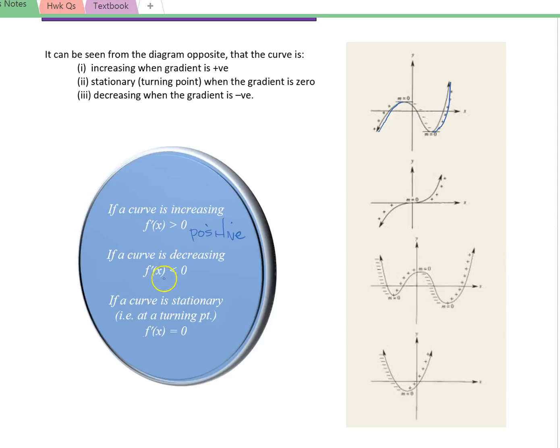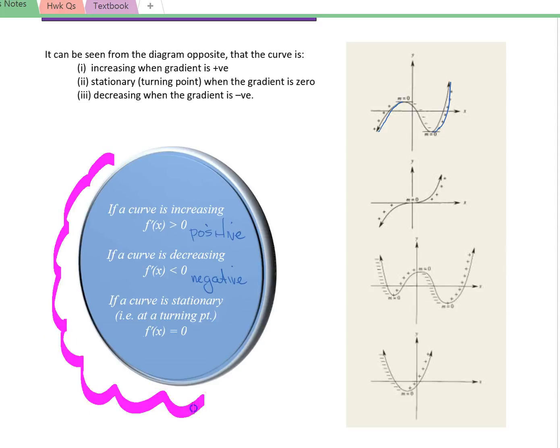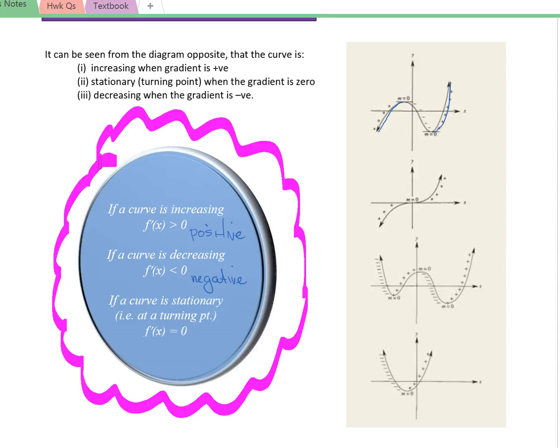If a curve is decreasing, the first derivative is less than 0, or the first derivative is a negative number, which we can see on the graph. And if a curve is stationary, that is at a turning point, then the first derivative is equal to 0. These conditions are really important that you learn these off by heart. To help you learn them, I'd suggest that at the beginning of every question that's asking you about an increasing, a decreasing or a stationary point or points, you start with this statement. A curve is increasing if f dash x is greater than 0, etc.